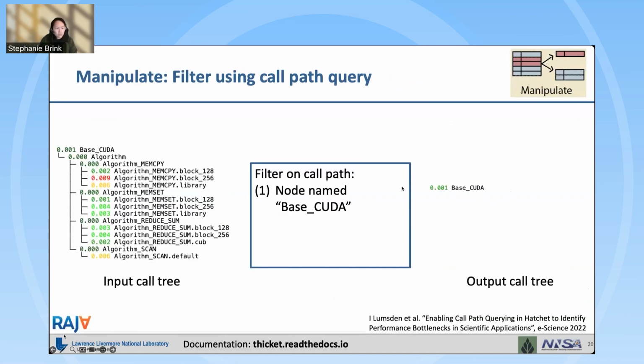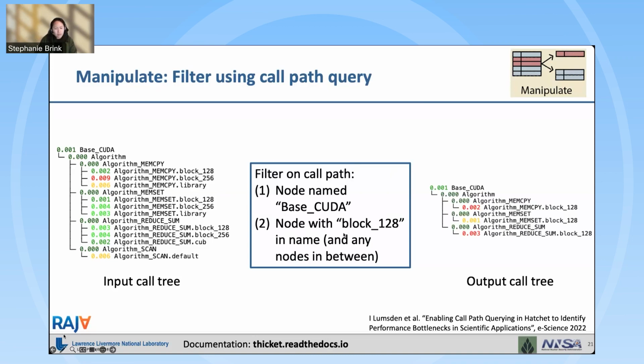So one of the other things that you can do in Thicket is filter your call path using our call path query. On the left side is our input call tree from the RAJA Performance Suite. Maybe this is too many nodes, and we don't want to be looking at all of them. We can call into our call path query and filter this on the basis of nodes. In this example, we are looking for a node that's named base CUDA. So we're going to grab the root node and put that over here on the right side, which is our output call tree.